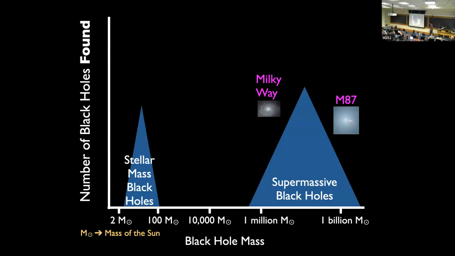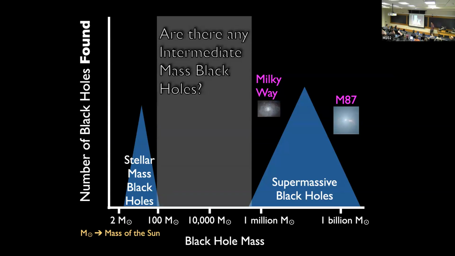So this is a very cartoon drawing of the number of black holes that we have found in the universe through various ways versus their mass. And you can see there is a big gap in this distribution. There are these stellar mass black holes that we understand the origin of, and then there are massive or supermassive black holes that we don't really understand the origin of. And the question that we don't know exactly the answer to is, are there any of these intermediate mass black holes?